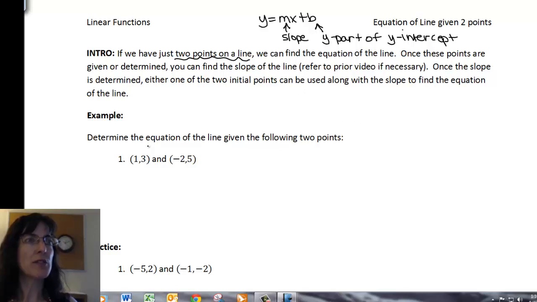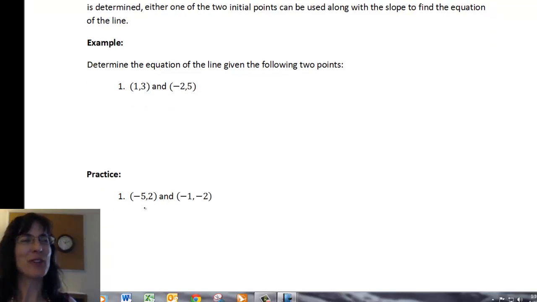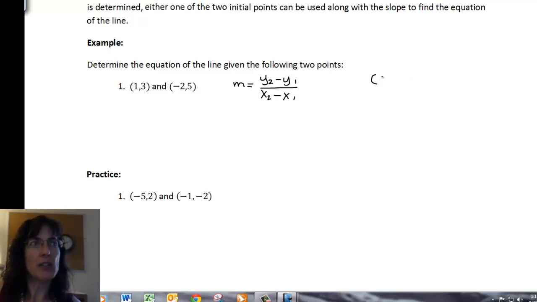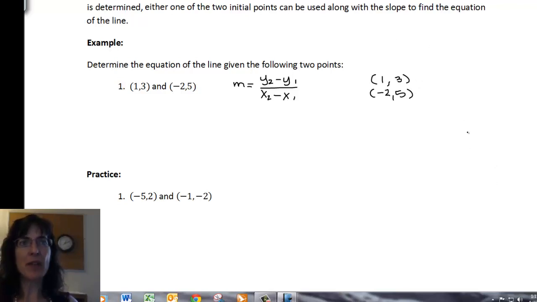So determine the equation of the line given the following 2 points. So the first thing I want to do here is find the slope. So if you remember, the slope is y2 minus y1 over x2 minus x1. And remember, the other way we can look at that is just to write our ordered pairs top to bottom like this. And remember, if we want to use this method, we take the difference in the y's and do that first. It goes in the numerator, and then the difference in the x's, do that second, and it goes in the denominator. So we can look at it either way.